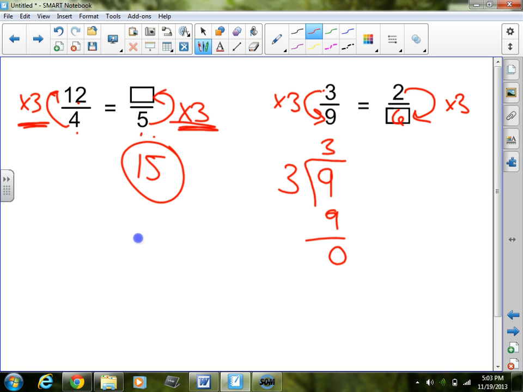Your homework tonight is going to be page 280 and 281, numbers 3, 6, 9, 12, and 15. Once again, page 280 and 281, 3, 6, 9, 12, and 15.